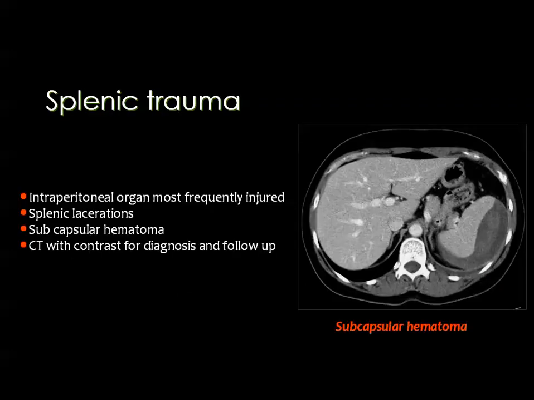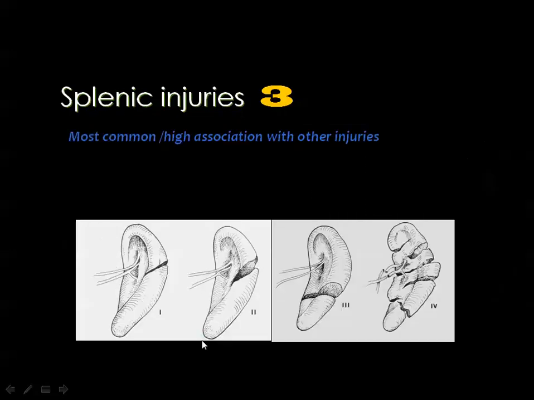Then we came to the issue of splenic trauma, and I have explained this in detail in the section of abdominal trauma. And you remember that whenever you see hemorrhage parallel to the surface of the spleen and the capsule is intact, this is diagnostic of subcapsular hematoma.